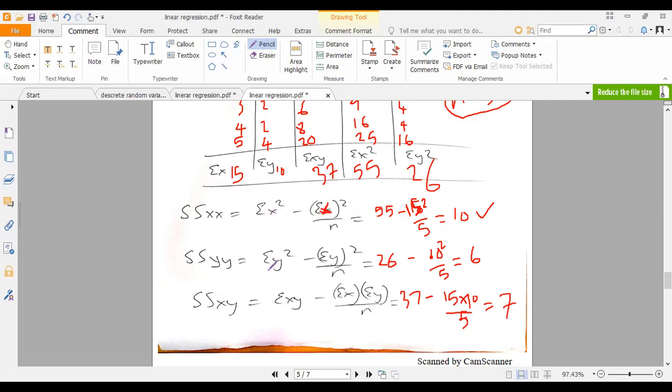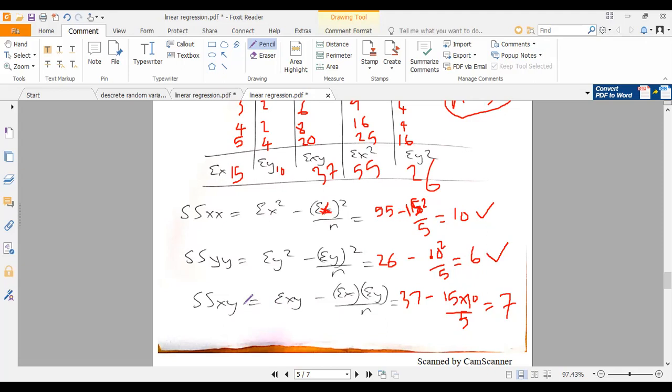Sum of square yy is summation of y squared minus summation of y all squared divided by n. So summation of y squared is 26, you put it here. Summation of y is 10, to the power 2 is 100. 100 over 5 is 20. So 26 minus 20 is 6, which is here.